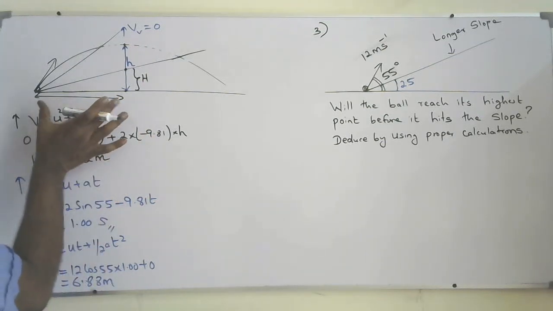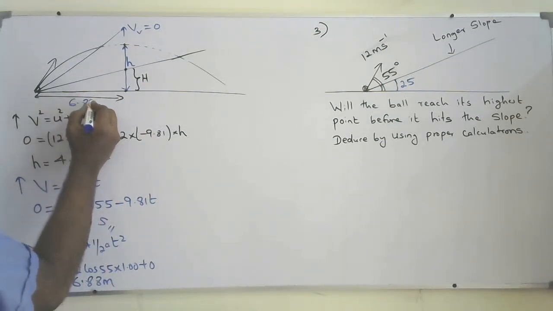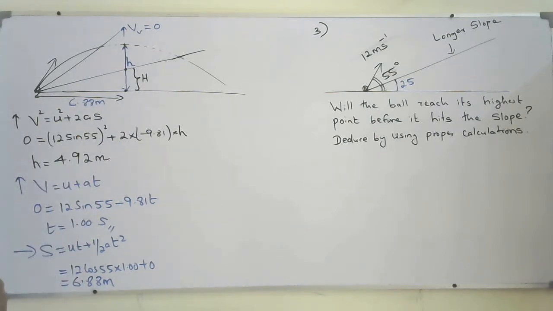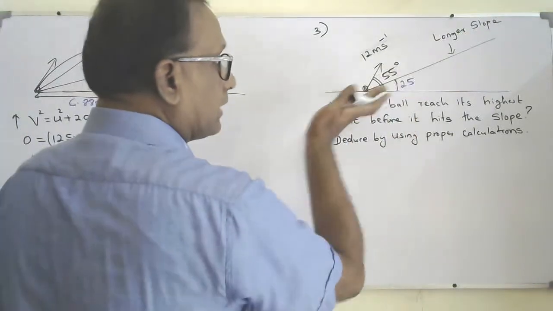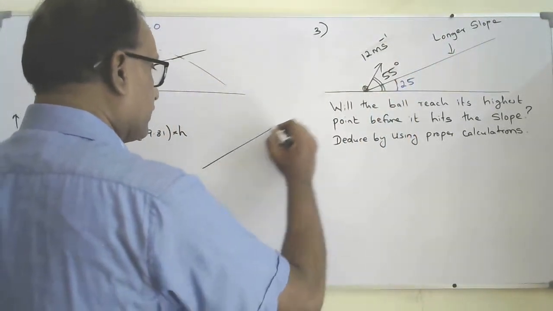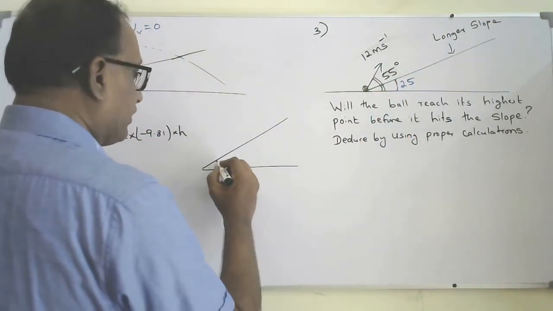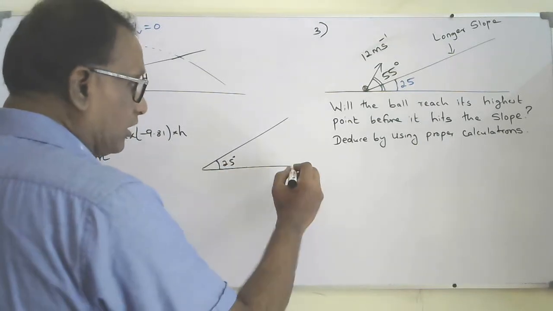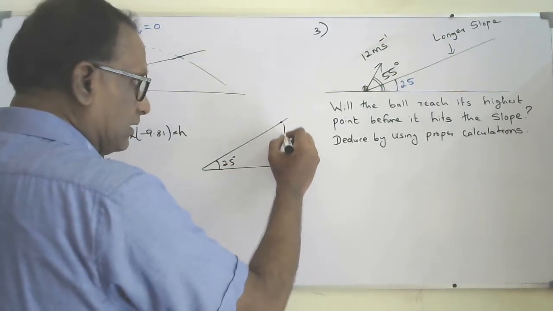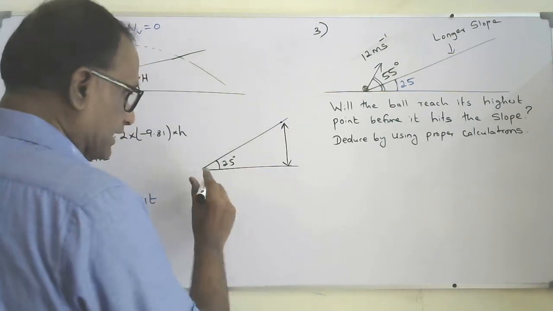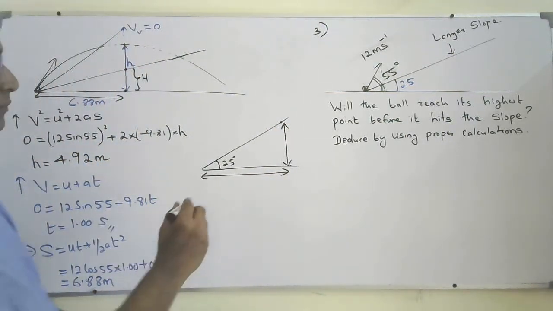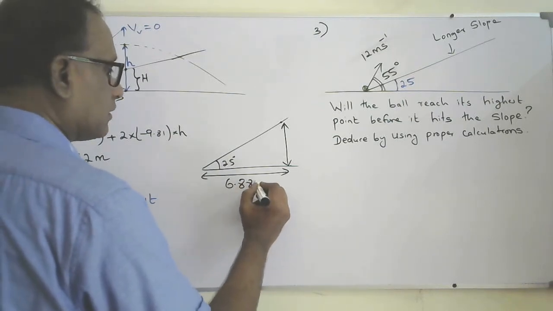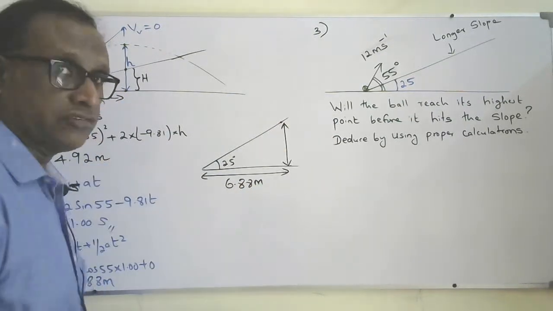So that means this will be 6.88 meters. Okay, now I know the angle made by the slope, the ramp, that is 25 degrees. What will be its height when the horizontal displacement of the ball is 6.88 meters? What will be the actual height of the slope?